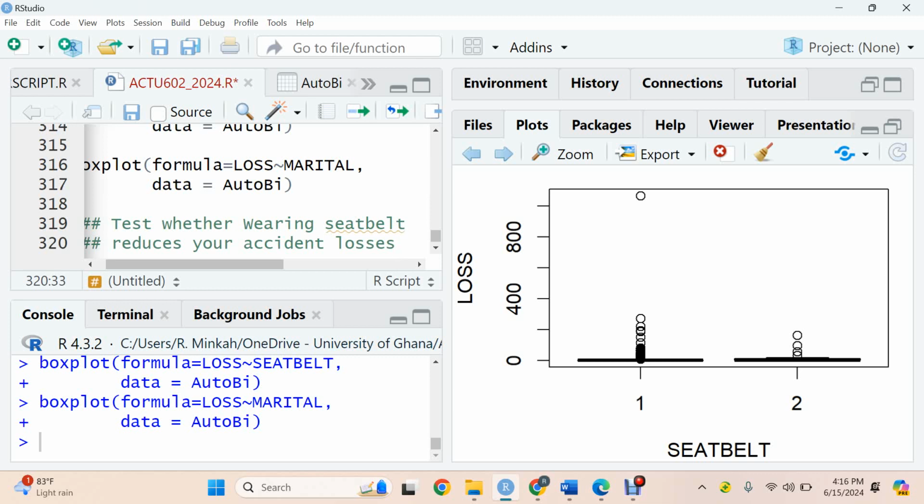Mu1 minus mu2 should be less than 0. If it is less than 0, what does it mean? Mu1 is less than mu2. Okay, so that's a claim. So if we reject this hypothesis, then it means whatever is being claimed is true. Is that okay? All right.